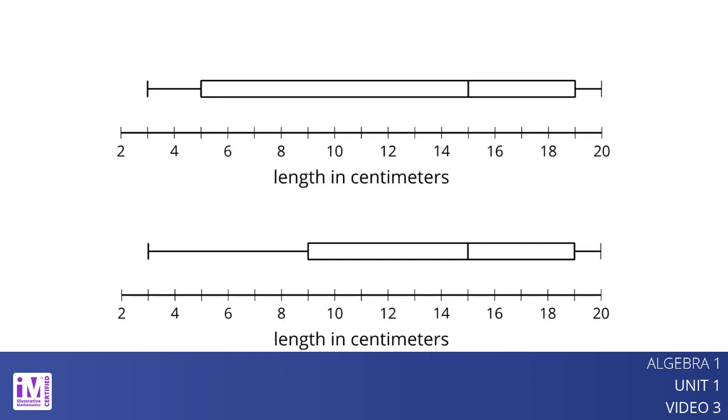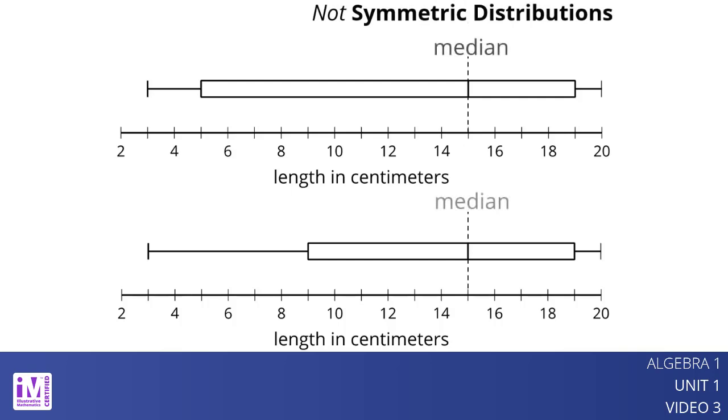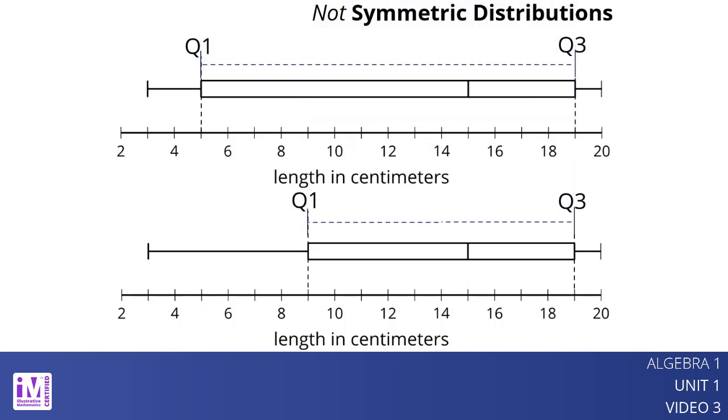These two box plots represent the distributions of the lengths in centimeters of a different group of sea scallop shells, each with a median of 15 centimeters. Notice that neither of the box plots have a symmetric distribution. The median and IQR are appropriate choices for describing center and variability for these data sets. The middle half of the data displayed in the first box plot appear to be more spread apart, or show greater variability, than the middle half of the data displayed in the second box plot. The IQR of the first distribution is 14 centimeters and 10 centimeters for the second data set.